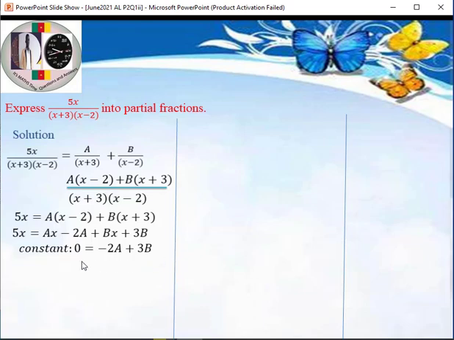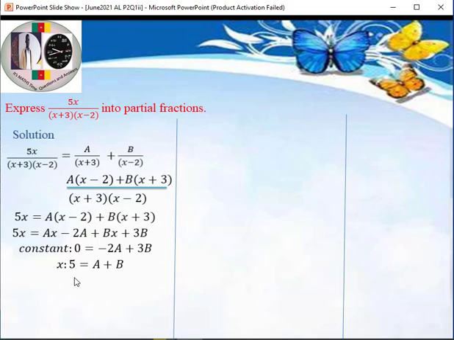And when we are equating the values for x, on the left hand side we are going to have 5, and on the right hand side what has x is A and B, so we are going to have A plus B equals 5. Now we can use the elimination method here, or we can use substitution.